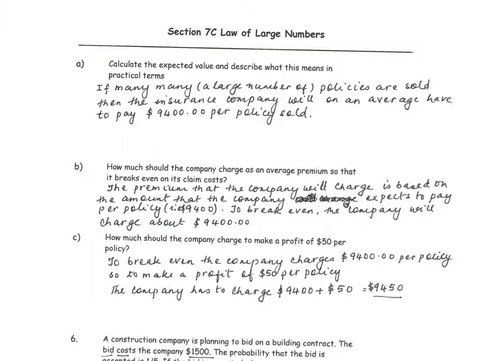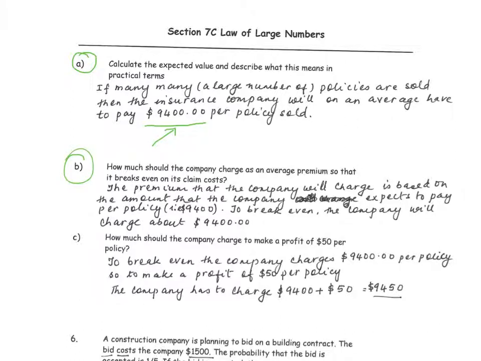The question says calculate the expected value and describe what this means in practical terms. We've looked at this on the previous page. The expected amount that the insurance company will pay per policy sold is $9,400. What this means is that if many insurance policies are sold, then on average, the company can expect to pay about $9,400 per policy sold.